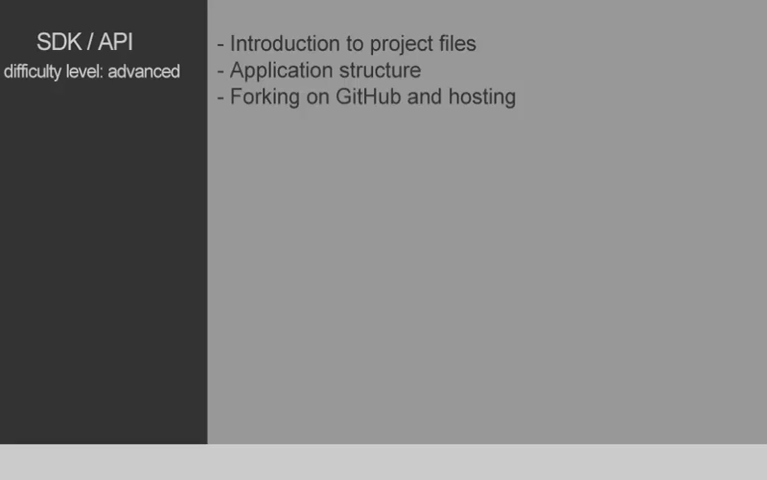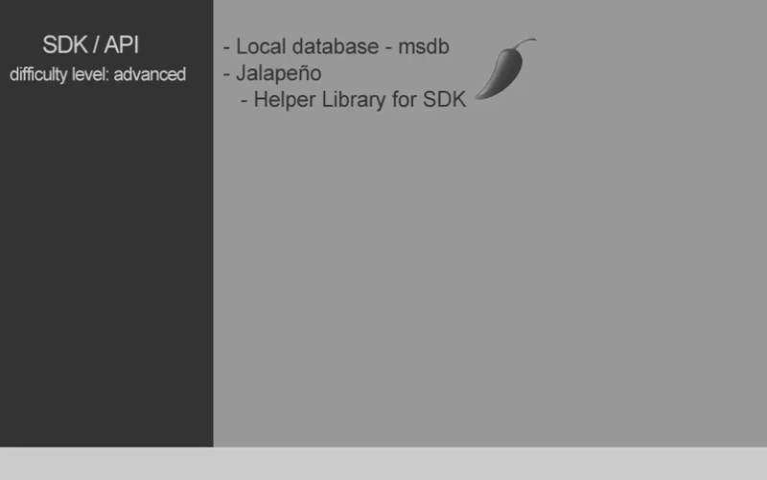Welcome to the SDK and API video tutorial. In this tutorial, we'll get you up and running with our software development kit. This means that you can fork the entire solution on GitHub and create a customized product for your customers. We're also going to talk about the local database called MSDB.